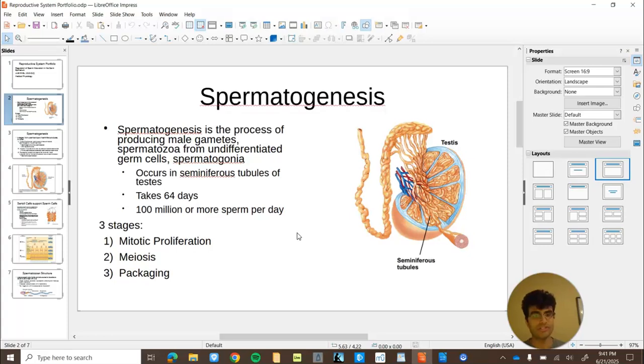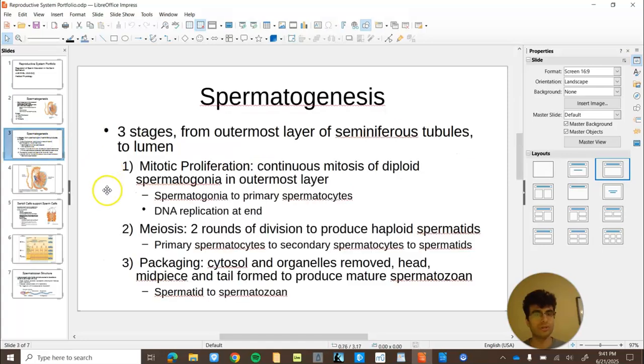It has three stages: mitotic proliferation, meiosis, and packaging. And we're going to get into what those are. So, mitotic proliferation is the continuous mitosis of diploid spermatogonia in the outermost layers of the seminiferous tubules. So basically, mitosis is like an exact copy of the original cell. So two identical daughter cells that are copies of the original cell.